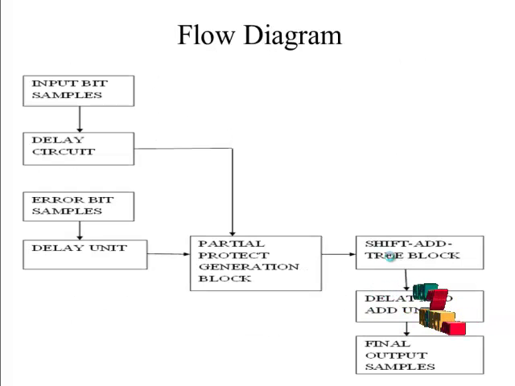Let's see the flow diagram of our design. So this flow diagram states the processes included in our design. Initially, input bit samples are taken, that is, inputs are given as bits that may be zeros or ones. Then the delay circuit receives the input, and the delay circuit is connected with a partial product generator flag, and then the delayed bit samples go to the same partial product generator flag, and the output from the generator goes to the shifter tree flag. There the tree adds, delays, and the add unit gives the final outputs as bits.